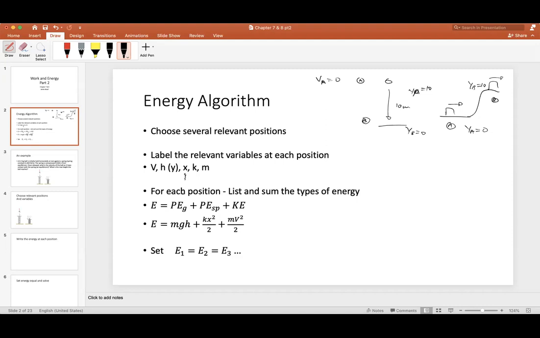And then what we do is for every position, so in this free fall one, at A, we write that the energy of A is equal to mgy_A, or h_A, whichever way you want to see it, plus kx_A squared over 2, plus mv_A squared over 2. Similarly, we write this for B.